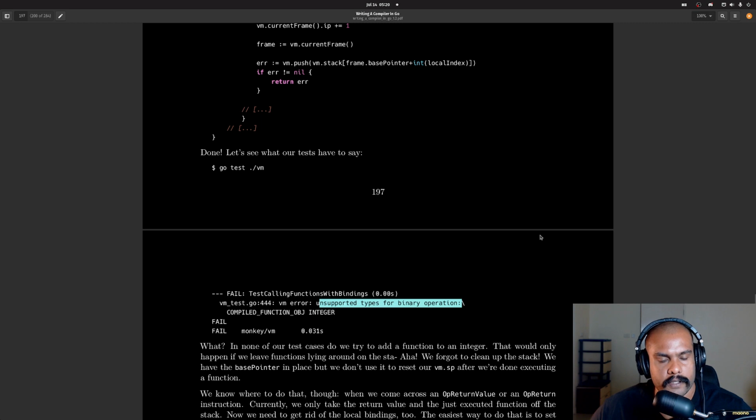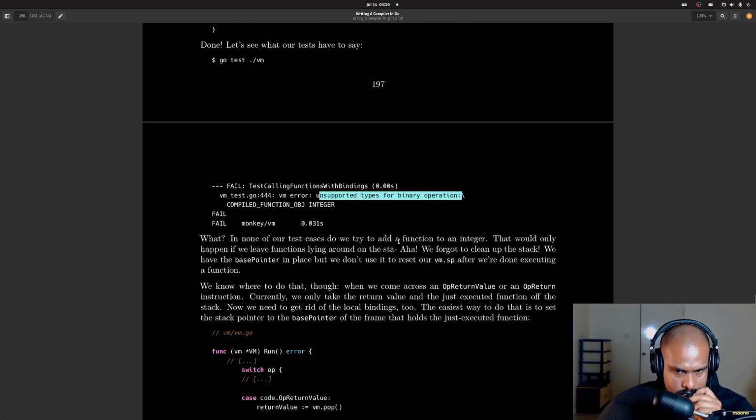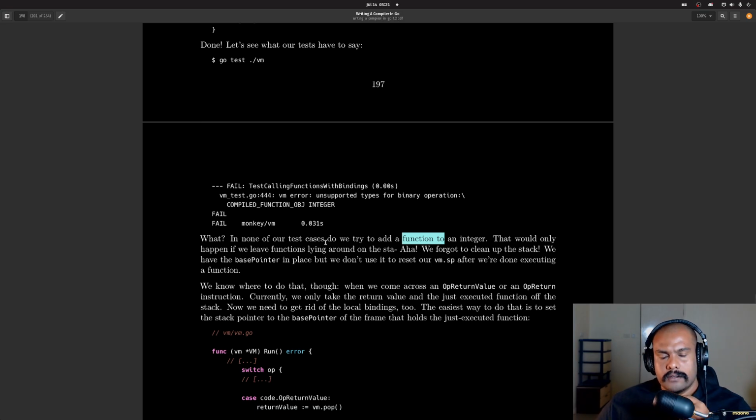Unsupported types for binary operation. In none of our test cases do we add a function to an integer. Unsupported types for binary operation: compiled function object and integer.